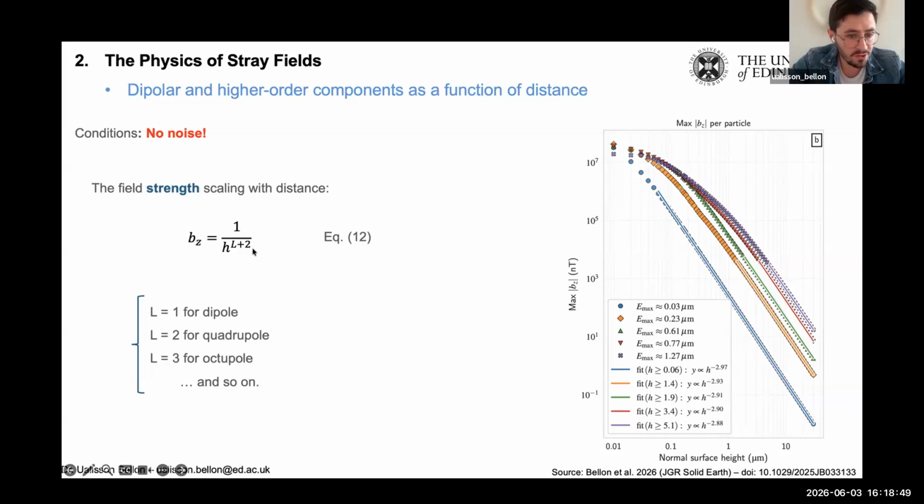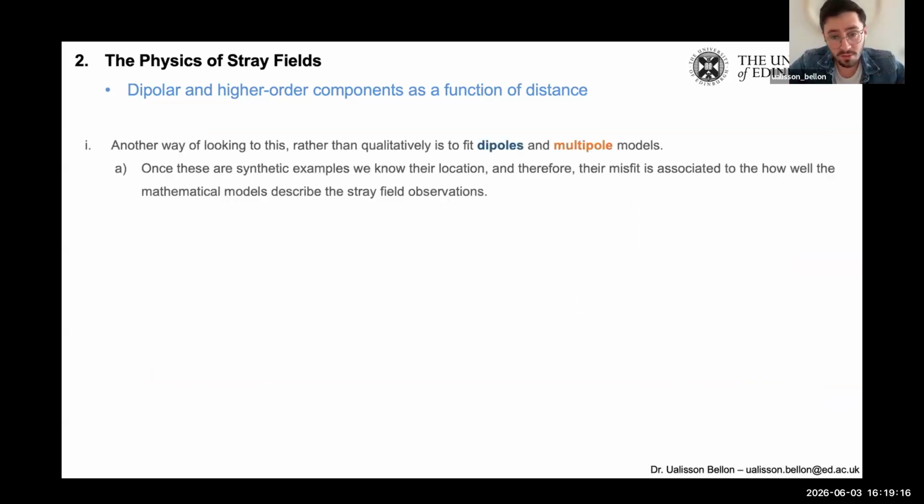If you fit this equation here, L should be 1 for a dipole, 2 for a quadrupole, 3 for an octopole, and so on. As you can see, as you get farther and farther away, they get closer and closer to 3, because you're adding 1 here. This distance will of course change depending on the particle shape and morphology, but it progressively becomes more and more dipolar. The other way of looking at this is just fitting models.